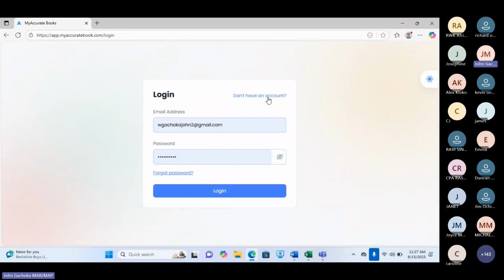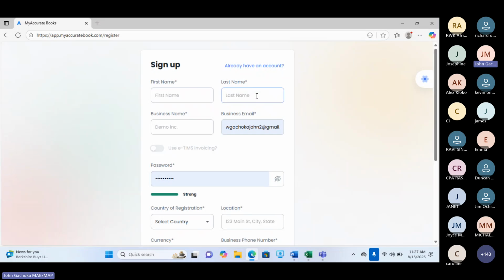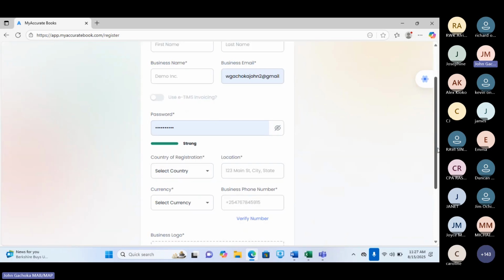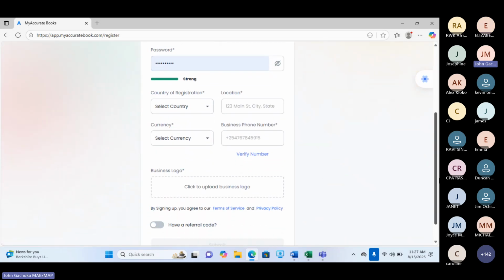Let me just do it, assuming that you don't have an account. You have an option of creating an individual or a corporate account. However, in both of the scenarios, you must include your personal details. That is your name, name of the business, location of your business, and the number that will be contacted in the event that there's a communication from us in regards to the system.